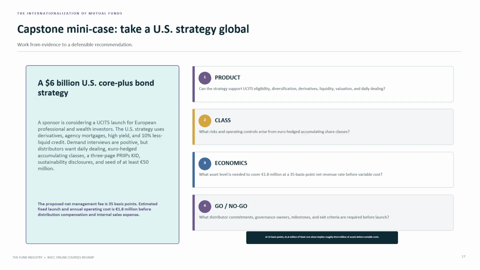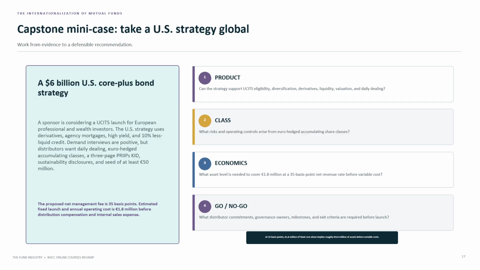Then calculate simple fixed cost break even. 1.8 million divided by 0.0035 equals roughly 514 million euros. Actual break even is higher after distribution and internal sales costs. A 50 million euro seed is less than 1/10 of that fixed cost threshold.